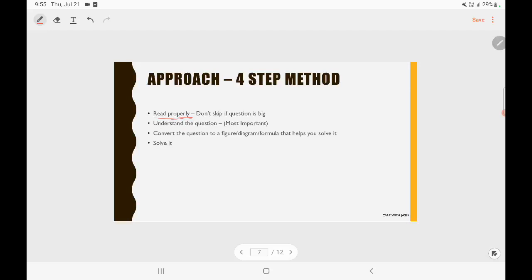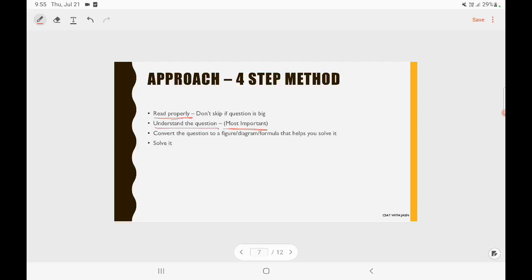And the second step is the most important step, that is understanding the question. If you see CSAT papers, especially the 2022 papers, many questions are actually very easy to solve, but only if you understand the question can you solve it. So it's mostly not about how many formulas you know or how good you are at maths. It's mostly about how well you are able to understand the question. Okay, that is the second step, and I have considered it to be the most important step.